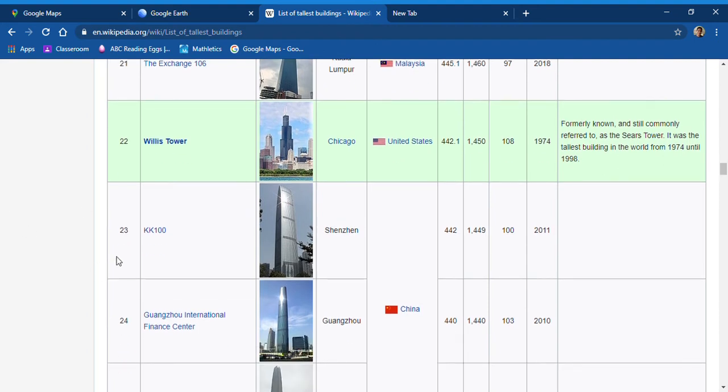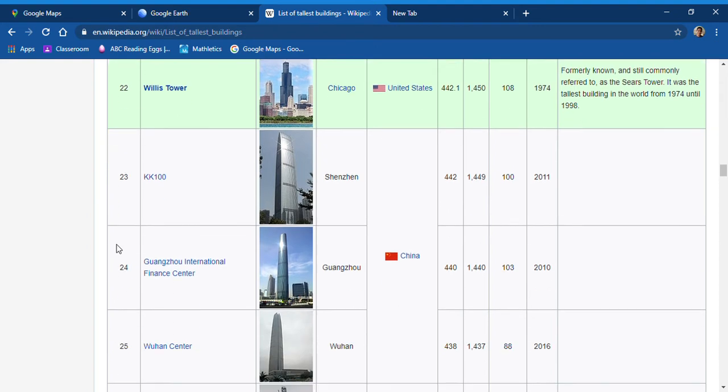Okay. 23 is KK100, Shenzhen, in China, 442 meters, 1,449 feet, 100 floors, 2011. Number 24, Guangzhou International Finance Center, Guangzhou, China as well, 440 meters, 1,403 feet, and it was 2010.